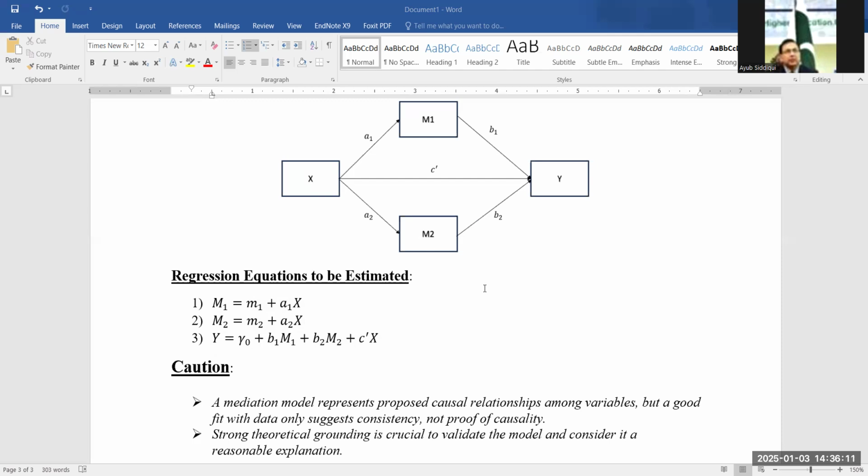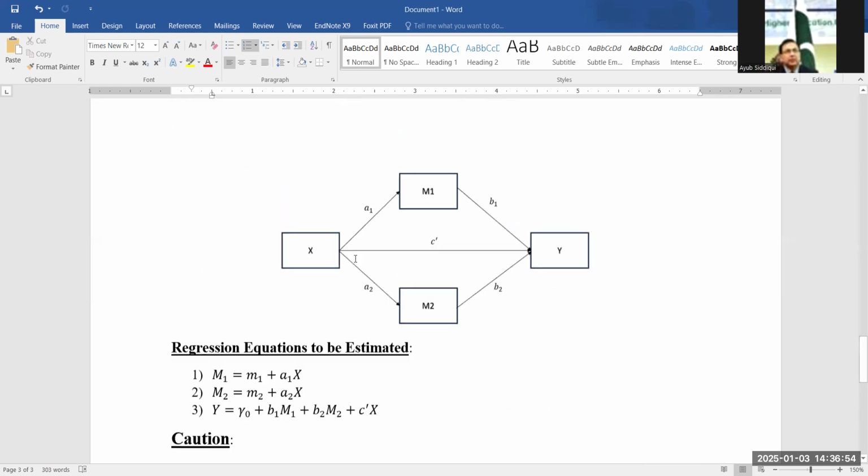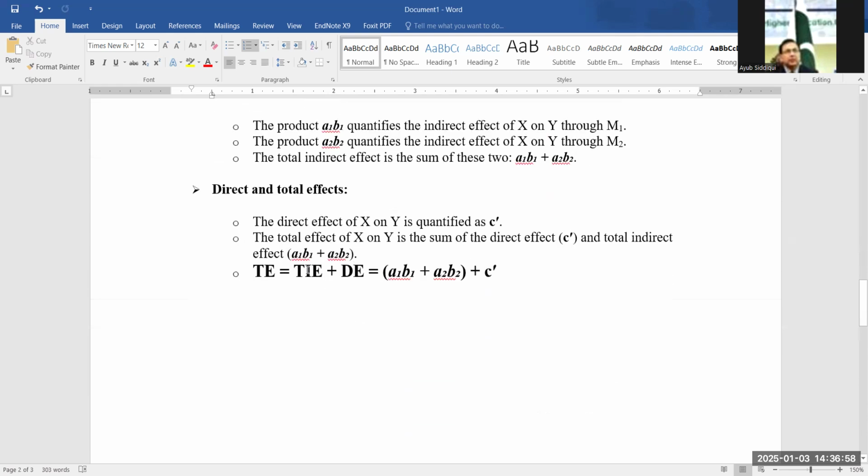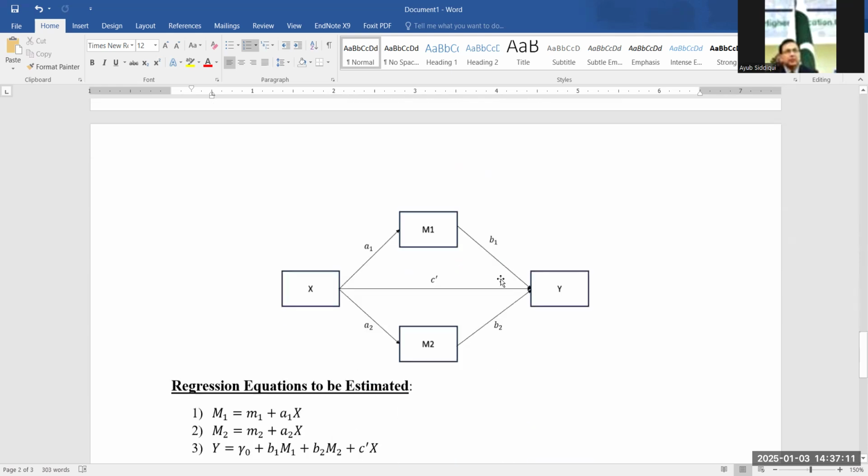The indirect effect here is measured in two parts. The first part of the indirect effect is A1 and B1, the product of these two, A1 multiplied by B1, that quantifies the indirect effect of X on Y through M1. The product of A2 and B2 quantifies the indirect effect of X on Y through M2. The total indirect effect in this case is the addition of A1B1 and A2B2. So A1B1 plus A2B2 shows the total indirect effect. The total indirect effect plus the direct effect makes the total effect. So the total effect is equal to this, in parentheses the total indirect effect, plus C prime, which is the measure of the direct effect.